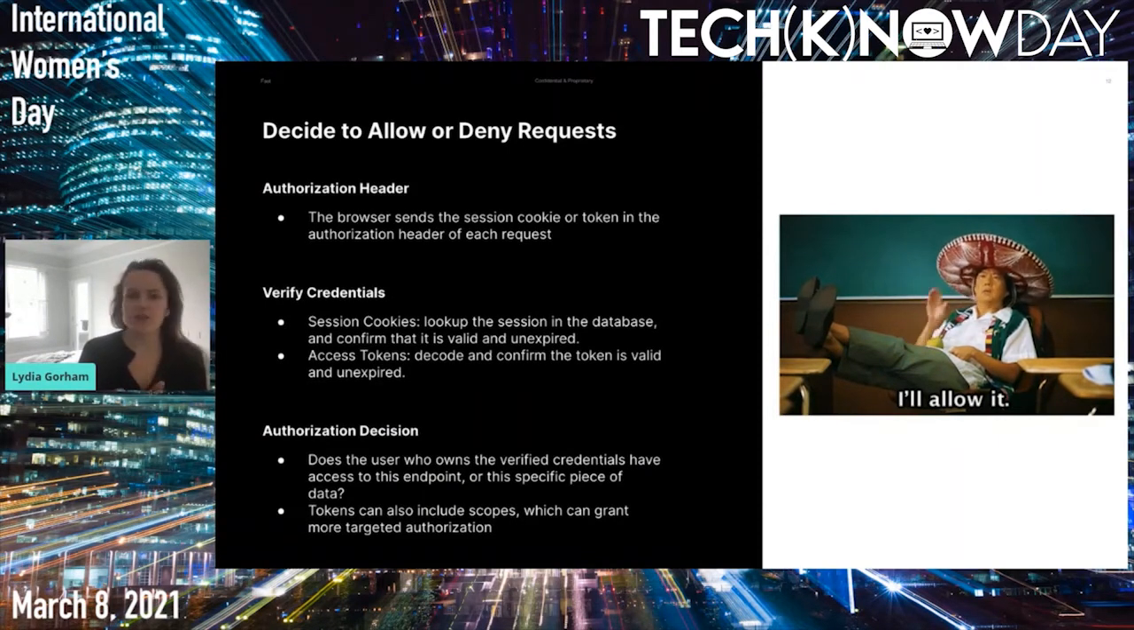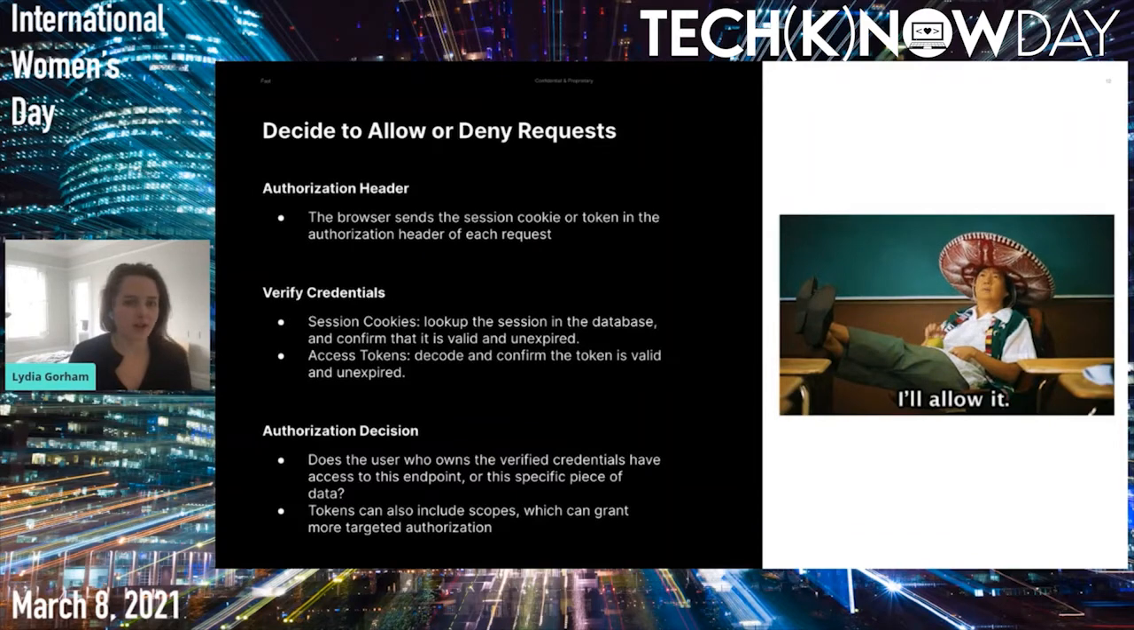The way that the server determines the validity of this proof is slightly different for cookies versus tokens. Session cookies might be stored in a database and looked up, and then we check the user ID and expiration date from there, whereas tokens, which are most commonly JSON web tokens, allow you to store some information about the user within the token claims. Once you've verified that this token is legitimate and not expired, you now know who owns it. And you can use that to determine if they have access to the data or action requested.